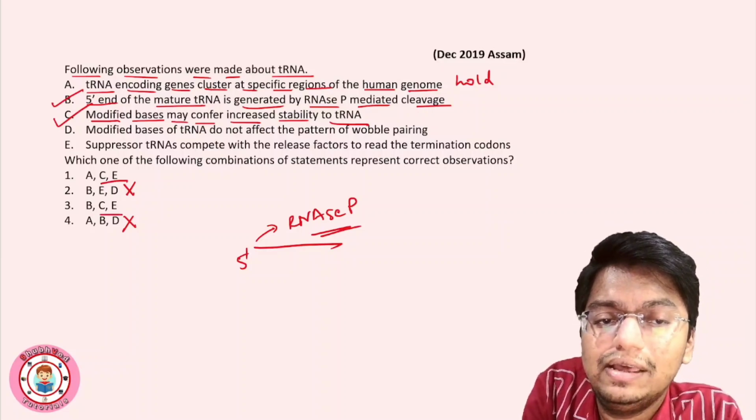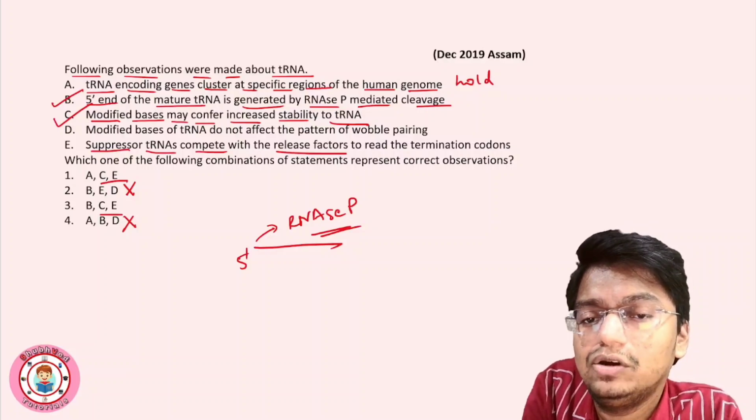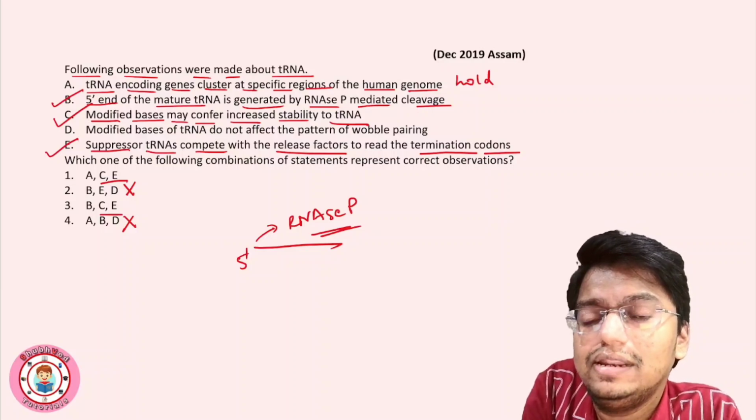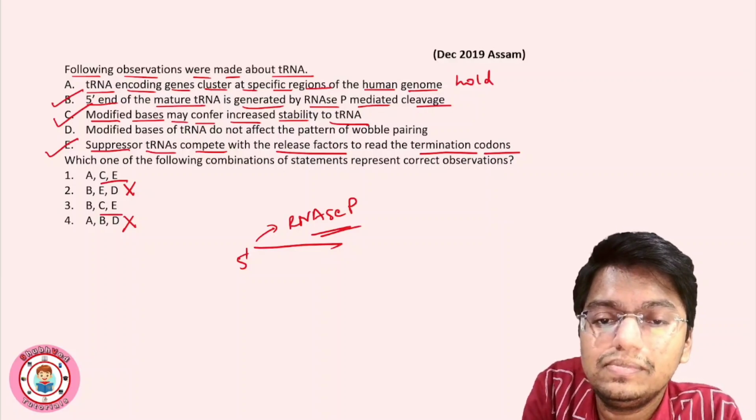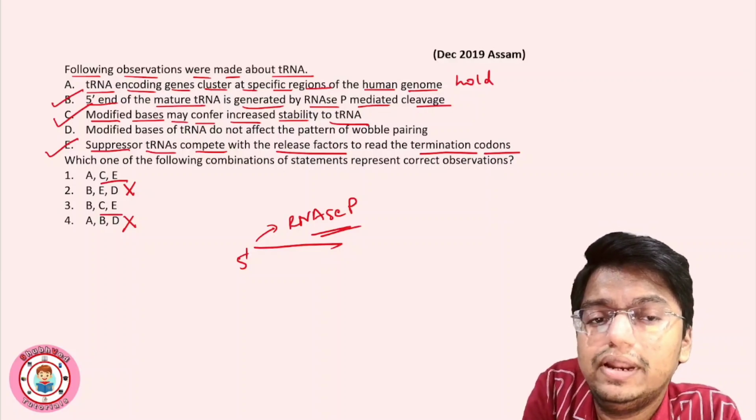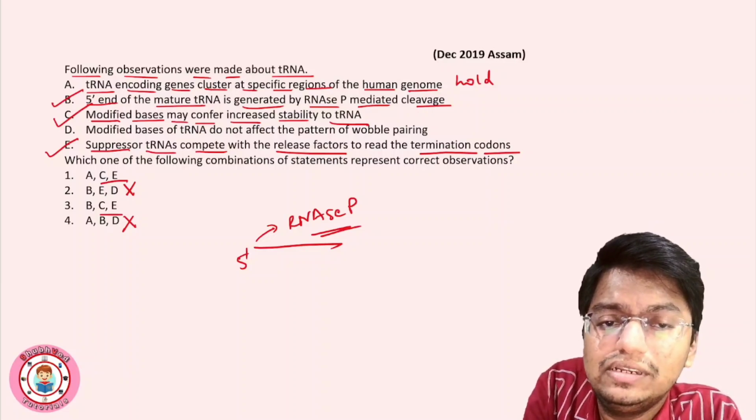What is E? Suppressor tRNAs compete with the release factors to read the termination codon. Yes. Suppressor means what? They will suppress the translation process, right? So they will compete with release factors, which release the polypeptide after translation is completed and recycle the process. So this is absolutely correct. C and E are confirmed correct.